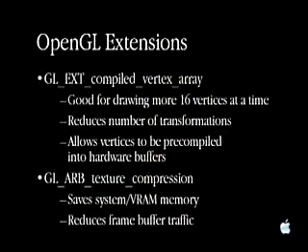Some of this is a review. We're going to talk about OpenGL extensions and how they can help you. We already talked about compile vertex array, but just to review really quickly: this is good for a large number of vertices. It reduces the number of transformations. It reduces memory traffic. It allows OpenGL to pre-compile data into an AGP buffer ready for transmitting to the card. So whenever possible, again, use compile vertex array. Texture compression.